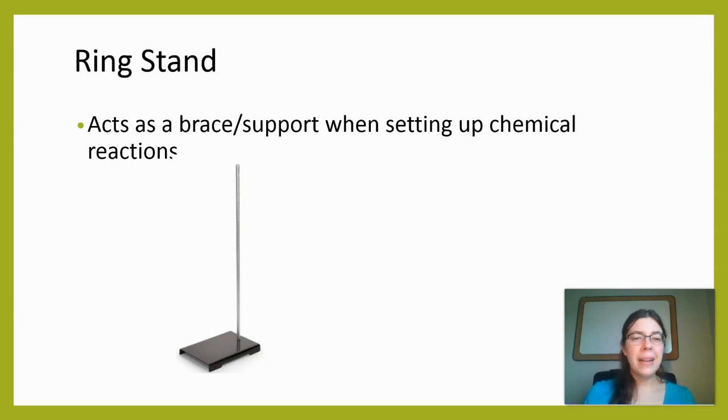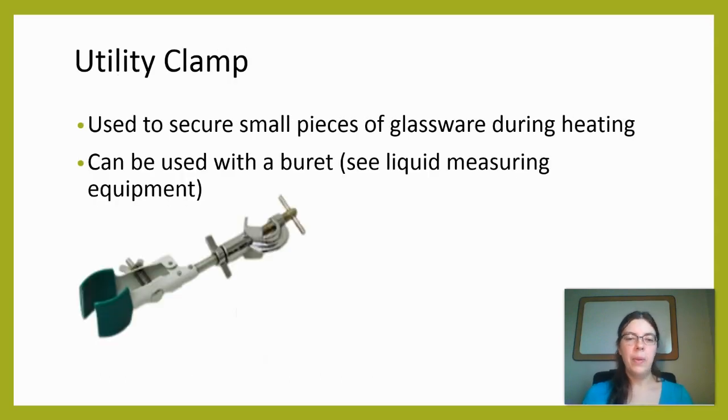One thing we might attach to it is a utility clamp. Okay, so the right side of the picture is where we would clamp it to the ring stand. And then the green pinchers at the end are what we would use to clamp small pieces of glassware. So we can use this with a burette, the liquid measuring equipment we can use to measure liquids. But we can also use it for an Erlenmeyer flask, another really common option, or something a little smaller, maybe a test tube.